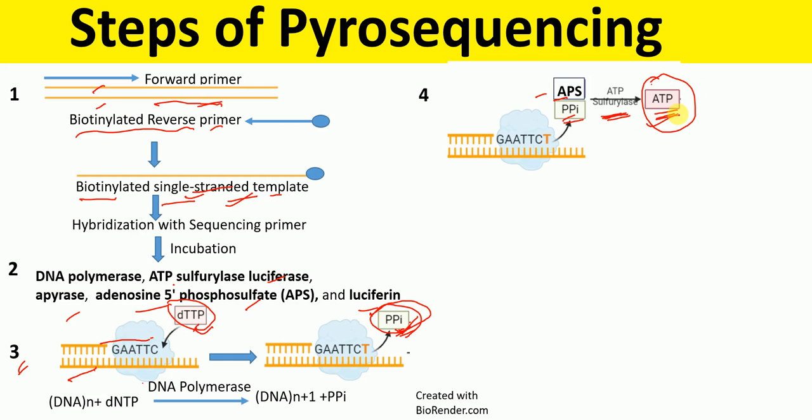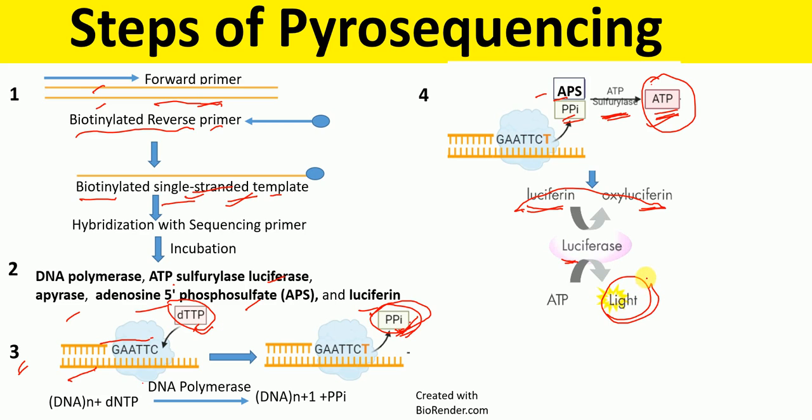In this step, we have gotten the ATP, and this ATP drives the luciferase-mediated conversion of luciferin to oxyluciferin. Luciferase is another enzyme that we have. This oxyluciferin generates visible light, which is proportional to the amount of ATP. So luciferin is converted into oxyluciferin by the enzyme luciferase, and this oxyluciferin generates the visible light, which is proportional to the amount of ATP.